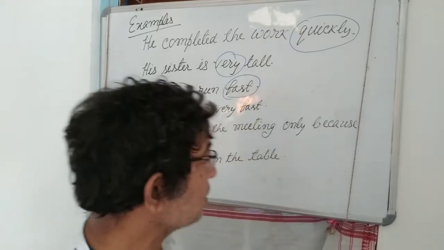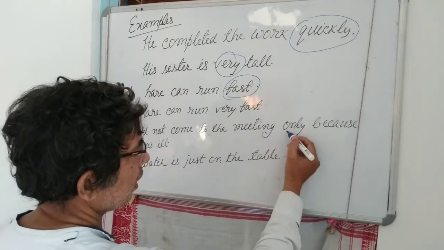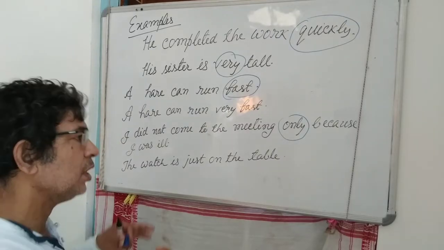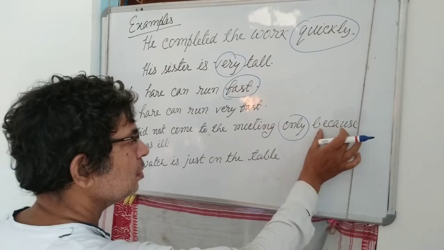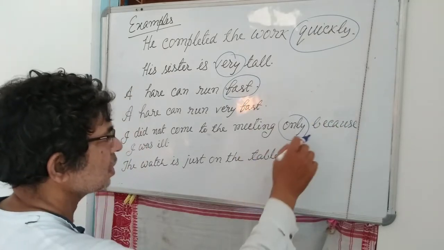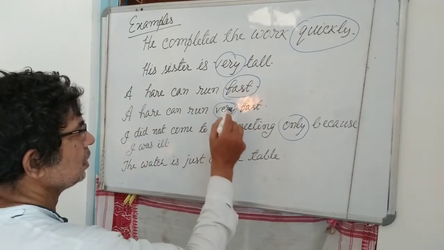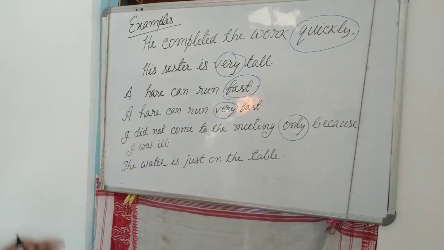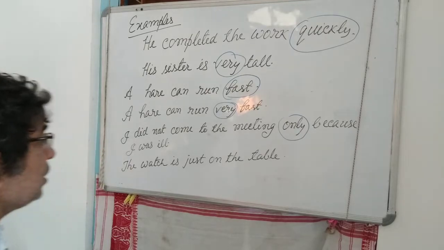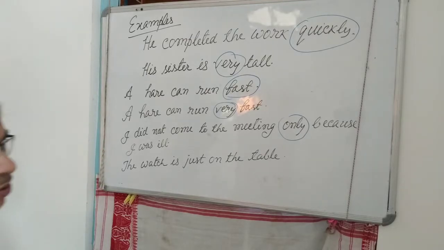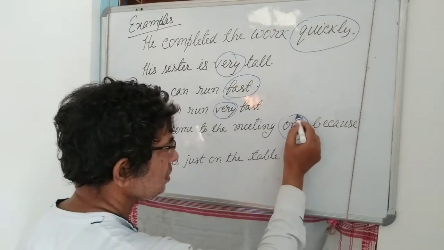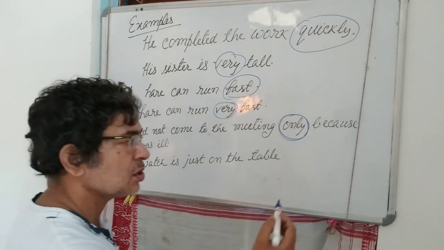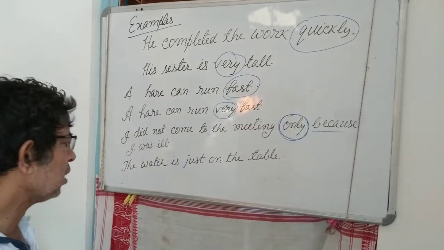So what happens? Because is a conjunction and only is placed before it to add new information to the conjunction. Here very first is an adverb modifying another adverb. So see, this sentence: I did not come to the meeting only because I was ill. Only because, this word only is used as an adverb to add meaning to the conjunction. Now come to the last sentence.